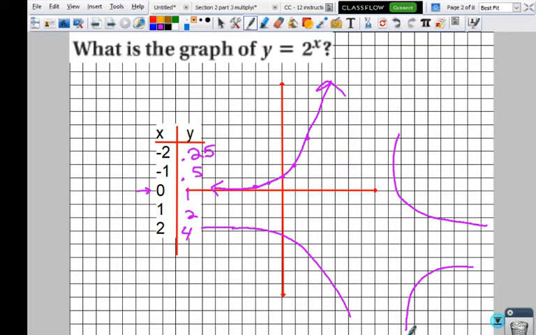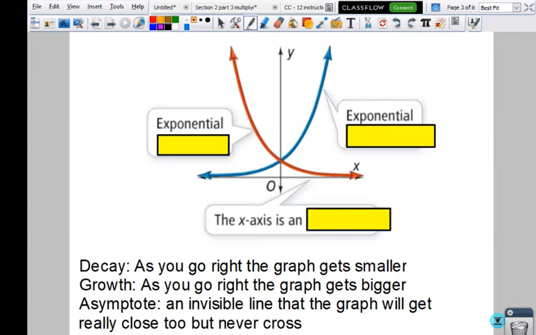All right. So we're going to look at these two exponential functions here. There are two kinds of exponential functions. The blue one, start with this one, is exponential growth because it starts out flat and then starts getting bigger. Or in other words, as you go to the right, your graph gets bigger. So when you look at these, you pretty much always go from left to right. As you go from left to right, it gets bigger.